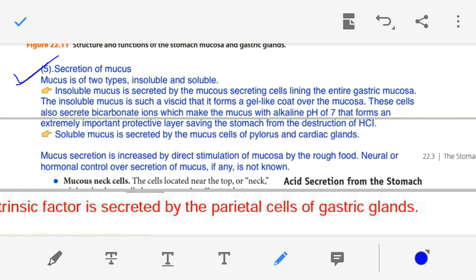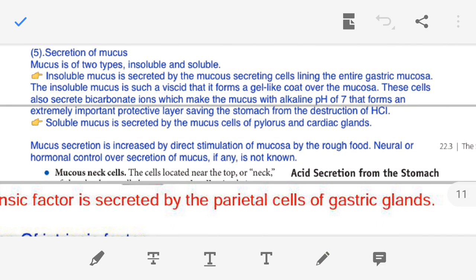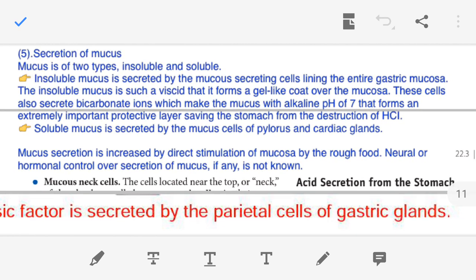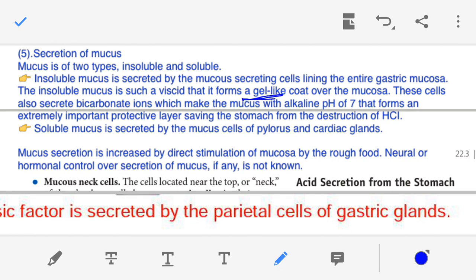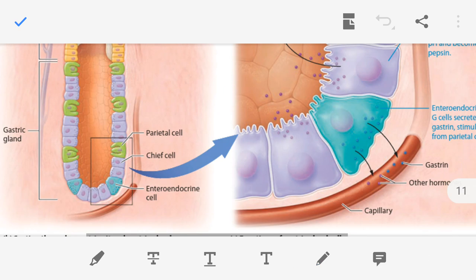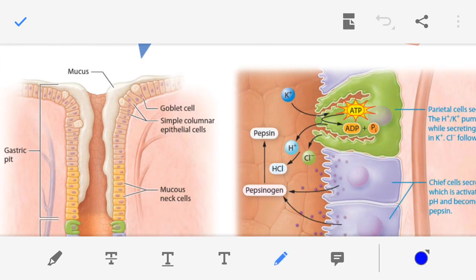As I told you earlier, the mucus is of two types, insoluble and soluble. Insoluble mucus, as you can see, is secreted by mucus secreting cells lining the entire gastric mucosa, and insoluble mucus is viscid, which means it is thick, dense, whitish in color. It is gel like, and it forms a coat over the mucosa. For example, here as you can see, this one is the insoluble mucus.